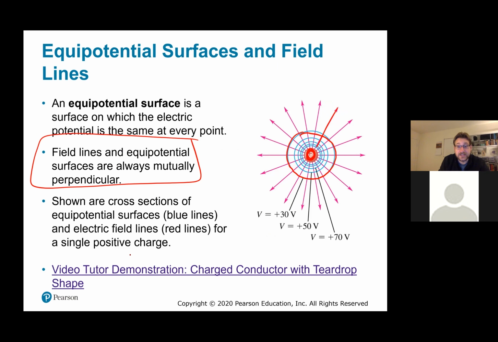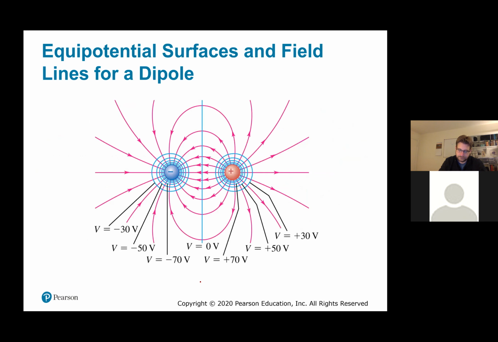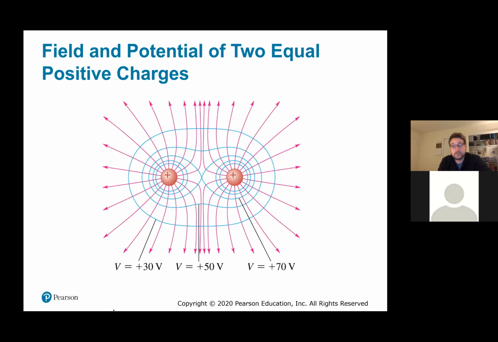There's no preferential direction here. We could roll off in any of these radii, but we're going to roll away from that positive charge. We could draw contour maps like an elevation map for an electric dipole, for two nearby positive charges.